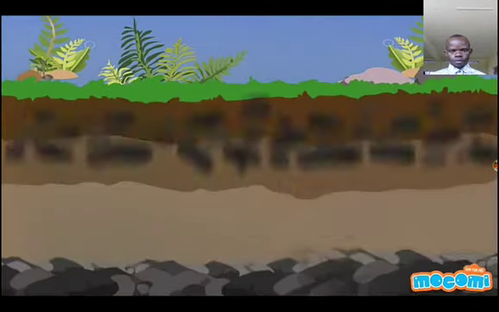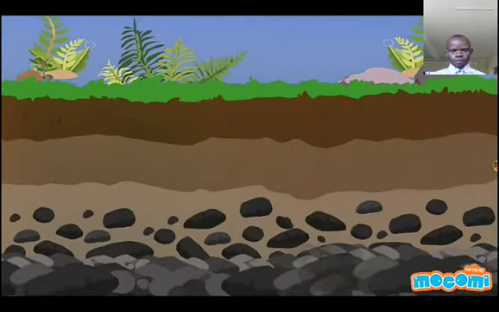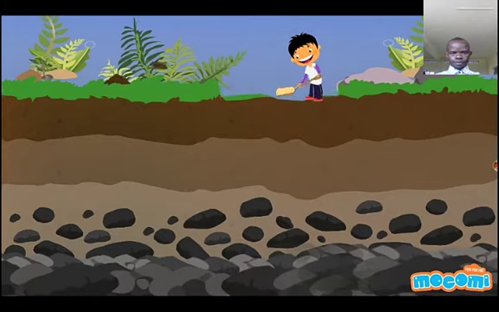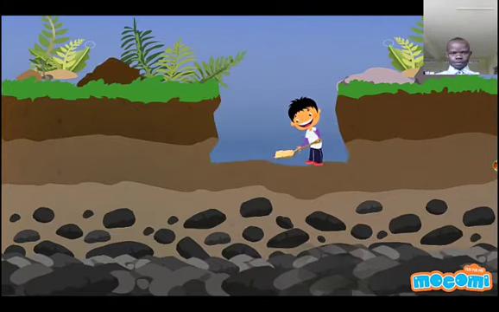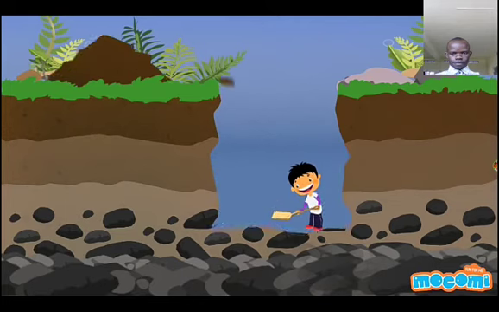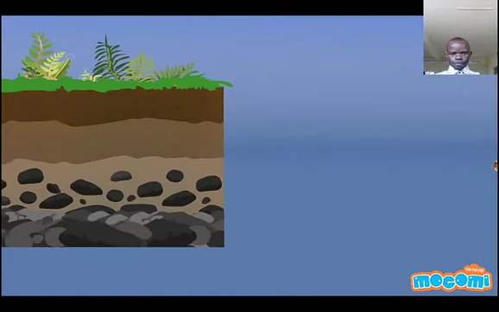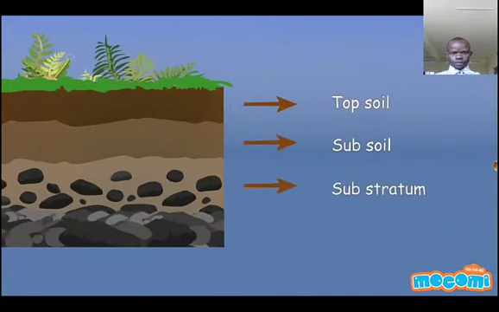What is soil profile? A vertical section cutting through the soil showing the different layers of the soil is called a soil profile. Soil profile can be seen by looking at the sides of a recently dug trench or while digging a well or a foundation of a building. Soil has three different layers: topsoil, subsoil, and substratum.